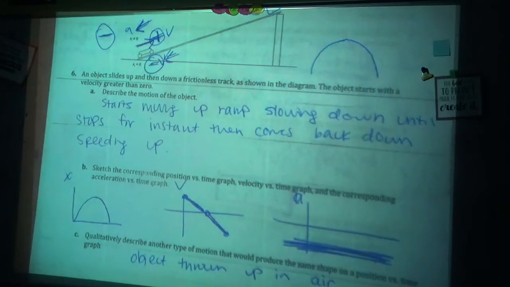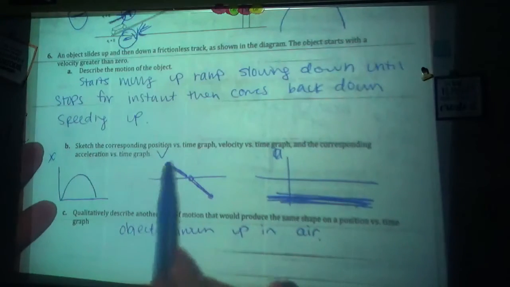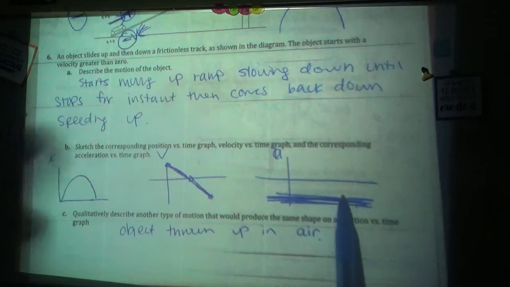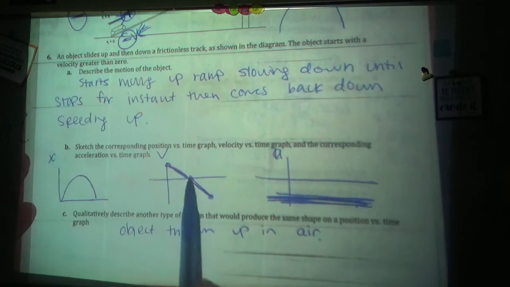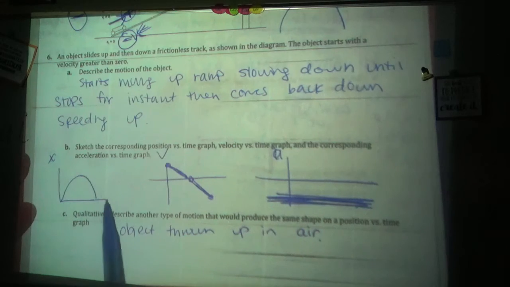And then another type of motion that would produce that, something thrown up in the air, would start with some positive velocity, and it would have a negative acceleration, specifically negative 9.8, that would slow it down and cause it to fall back down faster, so it would look something like this.